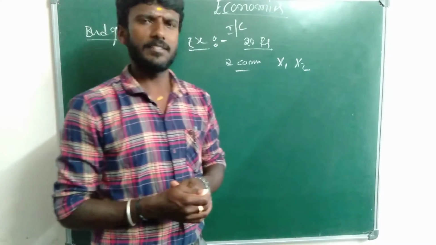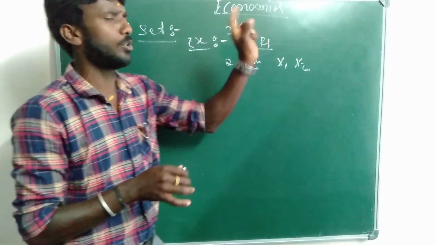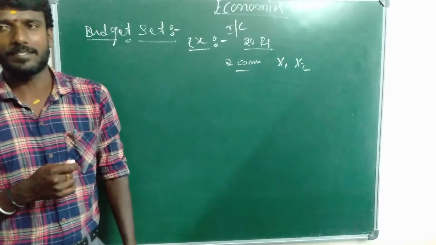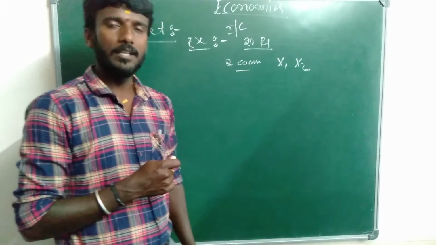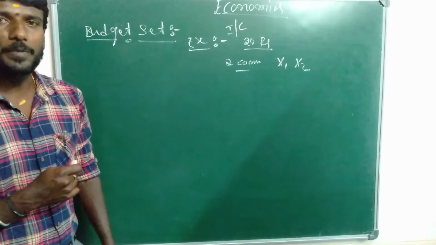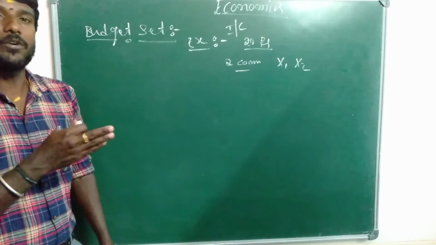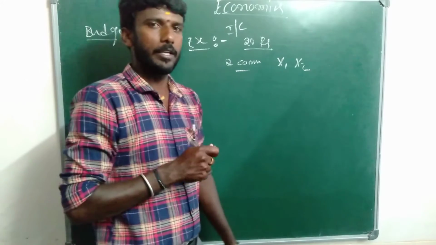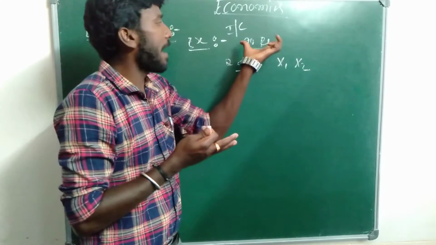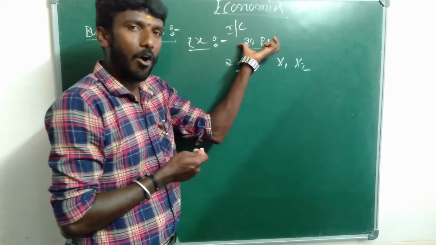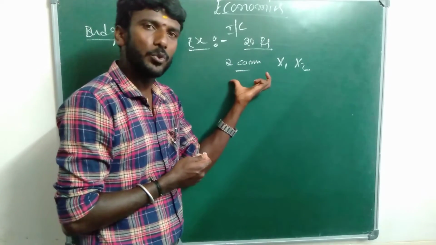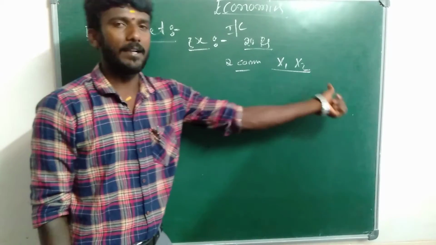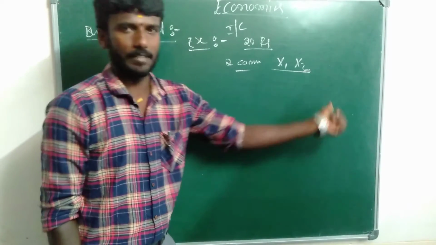Mango and orange, or let us consider any two commodities like x1 and x2. Once again I repeat, the consumer has 20 rupees of income or money. Now he wants to spend this entire income, the 20 rupees, on the two commodities or goods such as x1 and x2, or mango and orange, or apple and orange, like that.